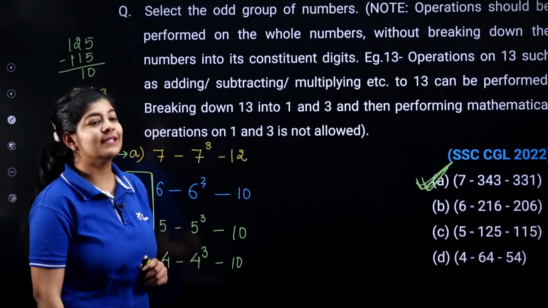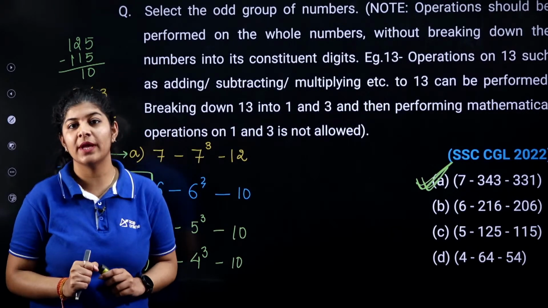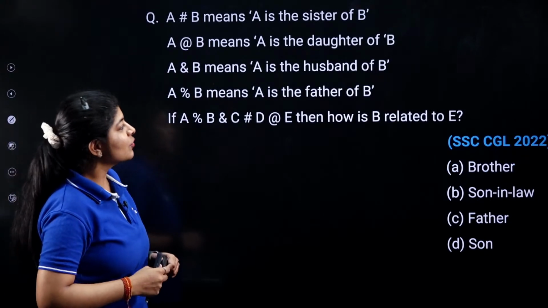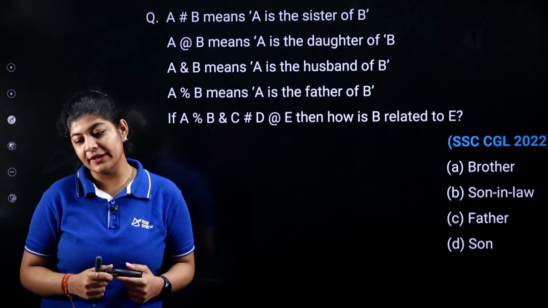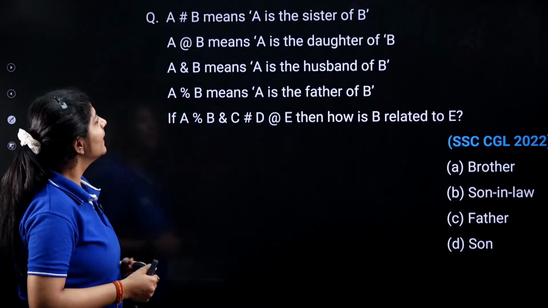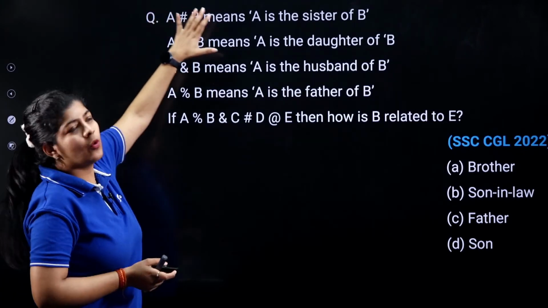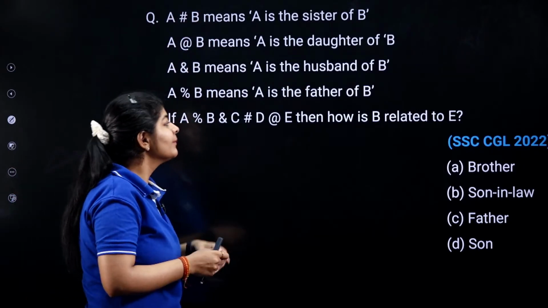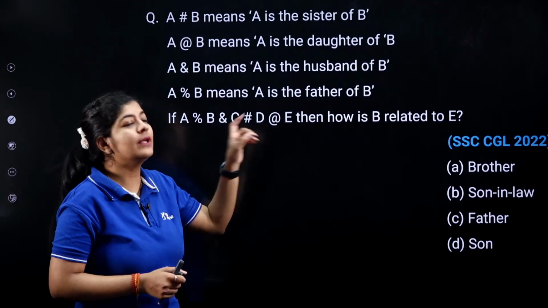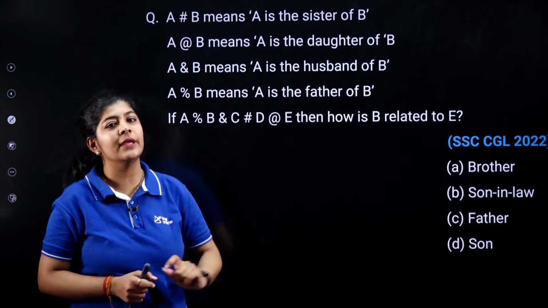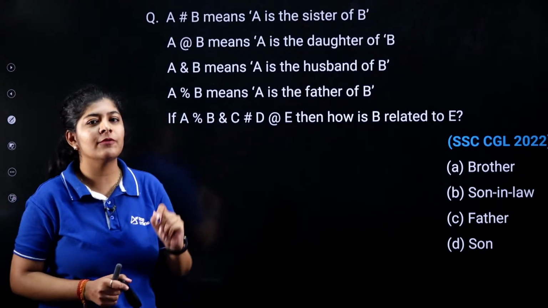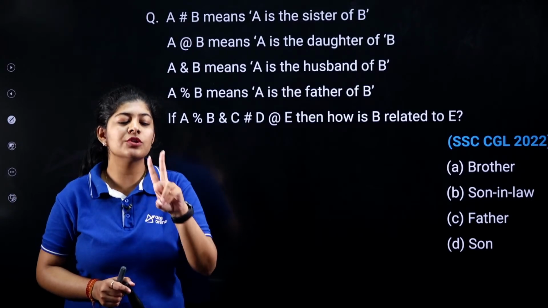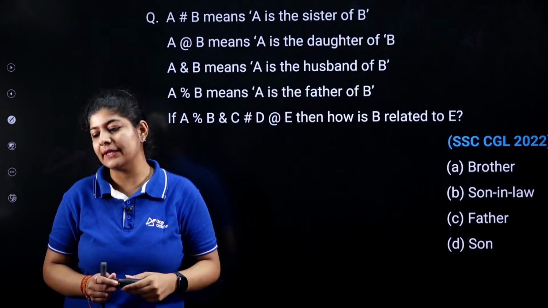Now let's move towards the next question and see what it is and how we are going to deal with it. The next question is from the concept of blood relation. Here we have a few coded relations, and on the basis of that we need to determine how B is related to E. Whenever we have these types of questions, I told you to follow two simple steps, and with the help of those two simple steps you can easily determine the correct answer.